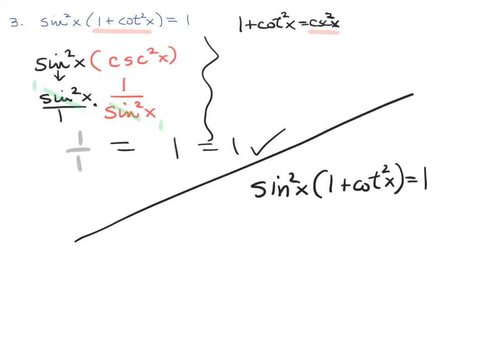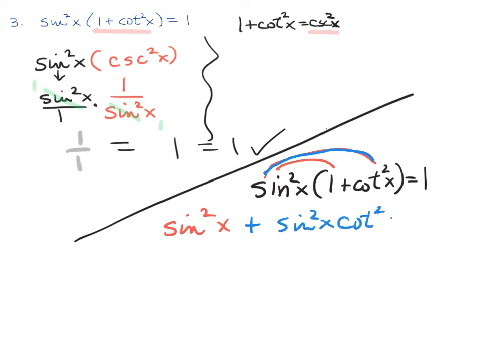So I could have also distributed the sine squared x to the 1 and the sine squared x to the cotangent. So this becomes sine squared x, and then I'll distribute this one in blue. So sine squared x times cotangent squared x. And now I need to change the cotangent into sines and cosines. So I'm going to change just this part into cosine squared x over sine squared x. Let me rewrite this down.